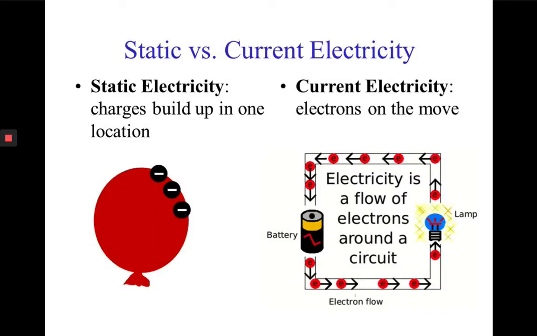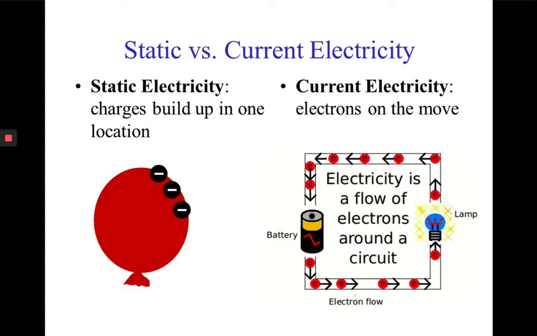So let's have a look at the differences between static electricity and current electricity. Static electricity is when a charge builds up in one location. We've seen that, for example, on a balloon. Current electricity is when electrons are on the move. They're moving around a circuit, as shown in the little diagram to the right.